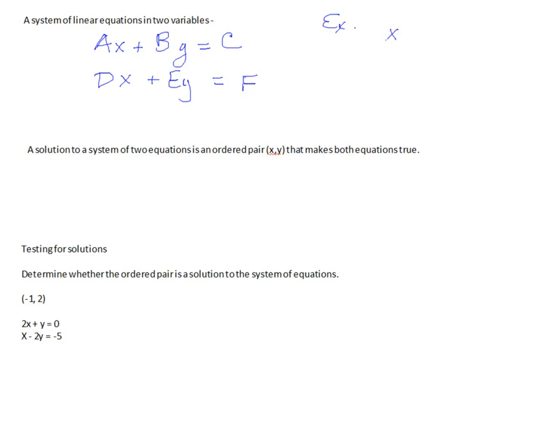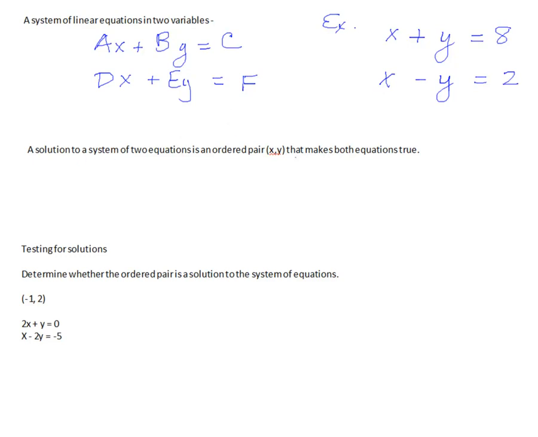And here's an example of a system of linear equations. We have x plus y equals 8 as one line. Our a and our b are 1 and our c is 8. And then we have x minus y equals 2. Our d is 1, our e is -1 and our f is 2. So these two equations follow our format for a system of linear equations.